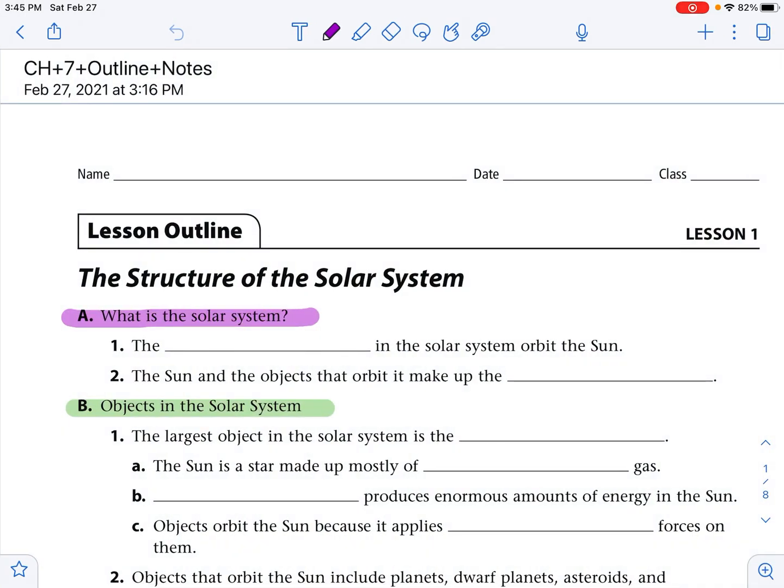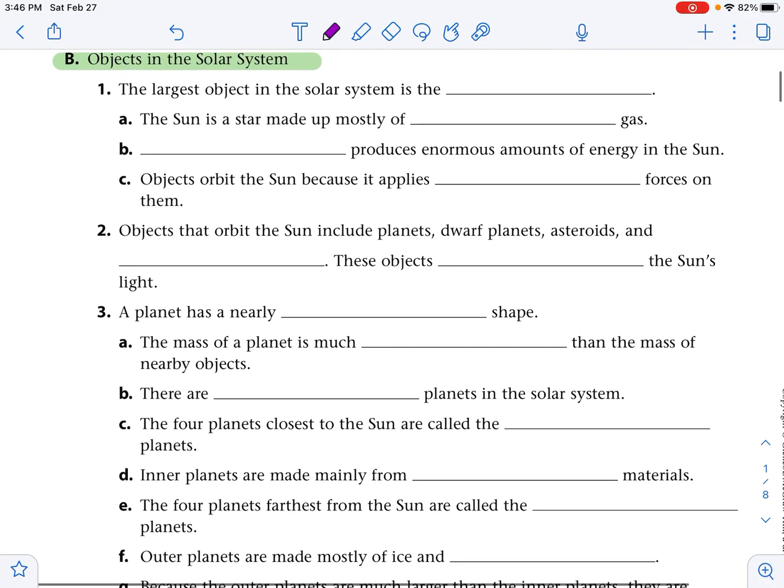So the planets in the solar system orbit the sun. The sun and the objects that orbit it make up the solar system. Okay. All right, that was a really short little section. So we are ready to go on to the objects in the solar system.